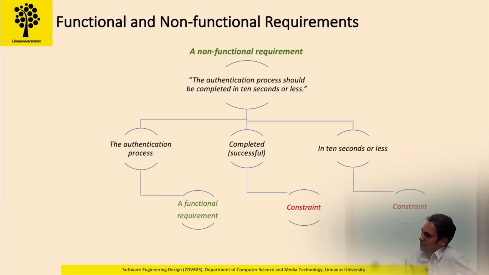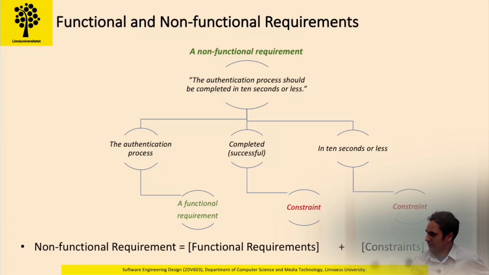If I decompose it, we have three different goals, let's say. The authentication process, it should be completed. By completed here, it means it should be successful, and it should be done in 10 seconds or less. So this authentication process is a functional requirement, and the rest two, the completed and the 10 seconds, are constraints. If we impose those two constraints on the functional requirement, it becomes a non-functional requirement basically. So the non-functional requirements are defined as a combination of functional requirements and constraints.